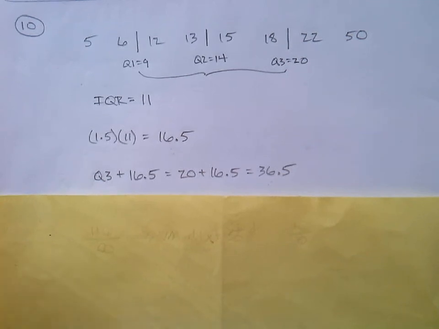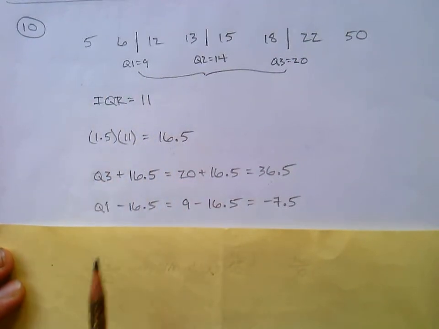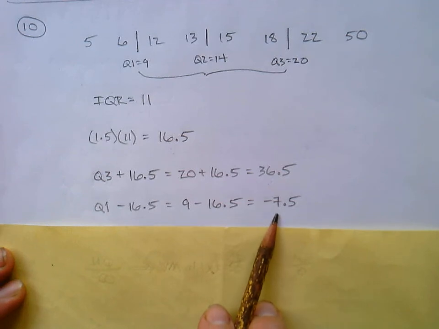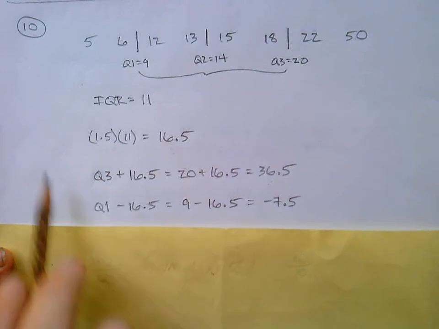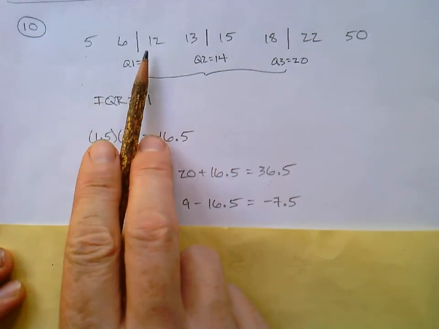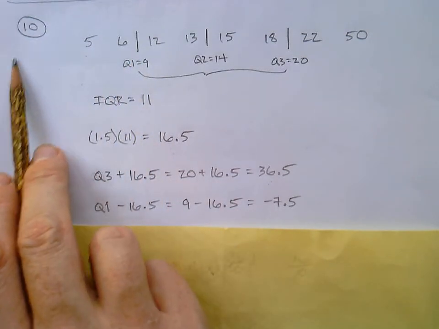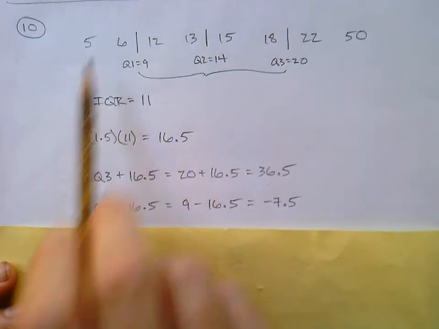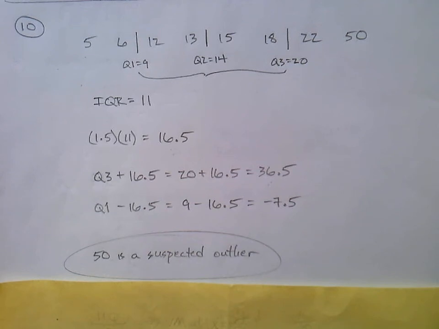We need to check it in the other direction as well. Let's take Q1 and subtract 16.5. Well, that'd be 9 minus 16.5, which is negative 7.5. Are there any data values even further back? Well, no, because the smallest data value is only 5. So negative 7.5 is well beyond that already. There's nothing even further away. So nothing on the low end is suspected, but that 50 on the high end, yes, 50 is a suspected outlier. Okay.